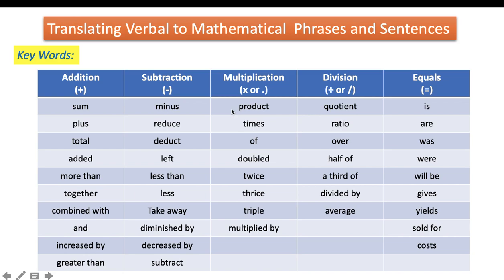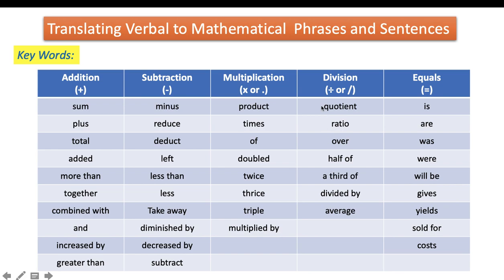While these words in the third column: product, times, of, doubled, twice, thrice, triple, multiplied, this means multiplication. Doubled and twice means times 2, thrice and triple means times 3.